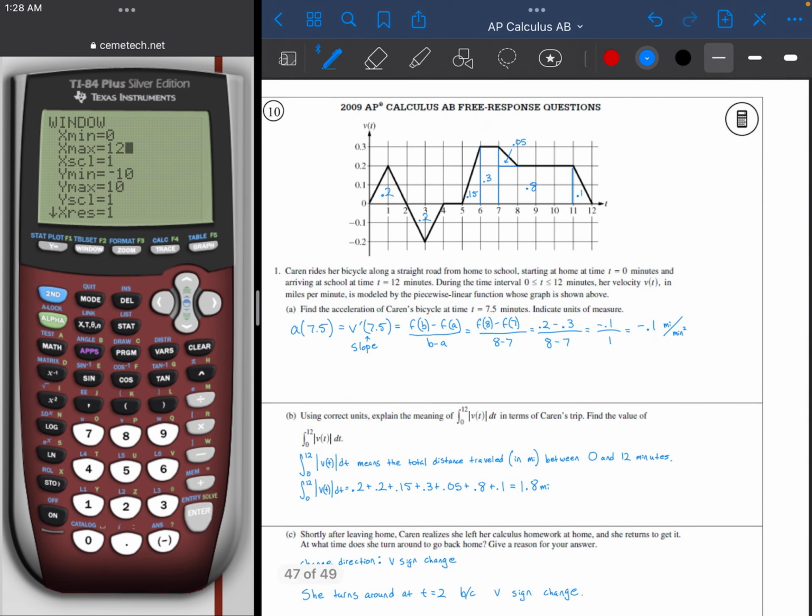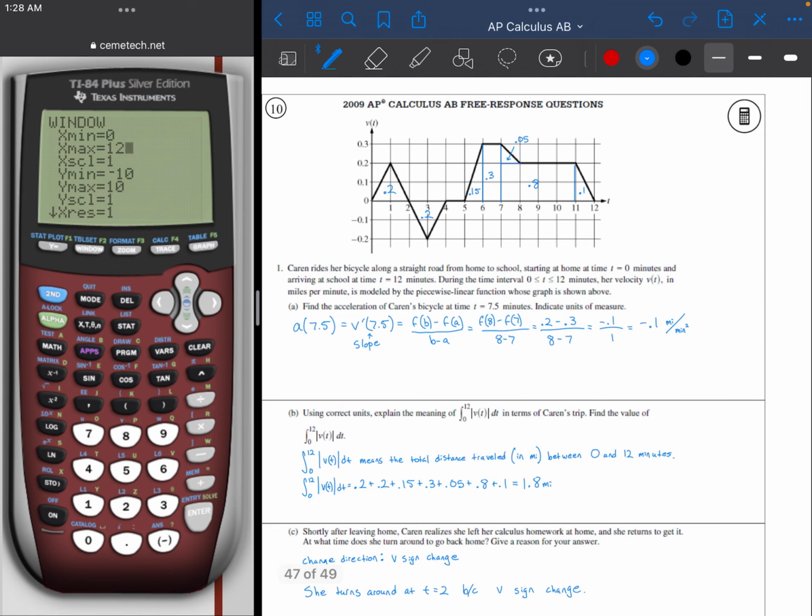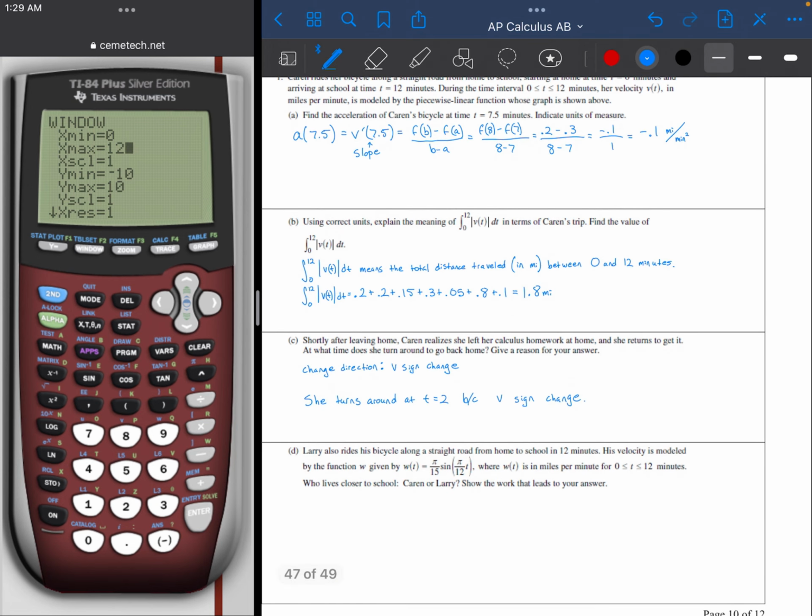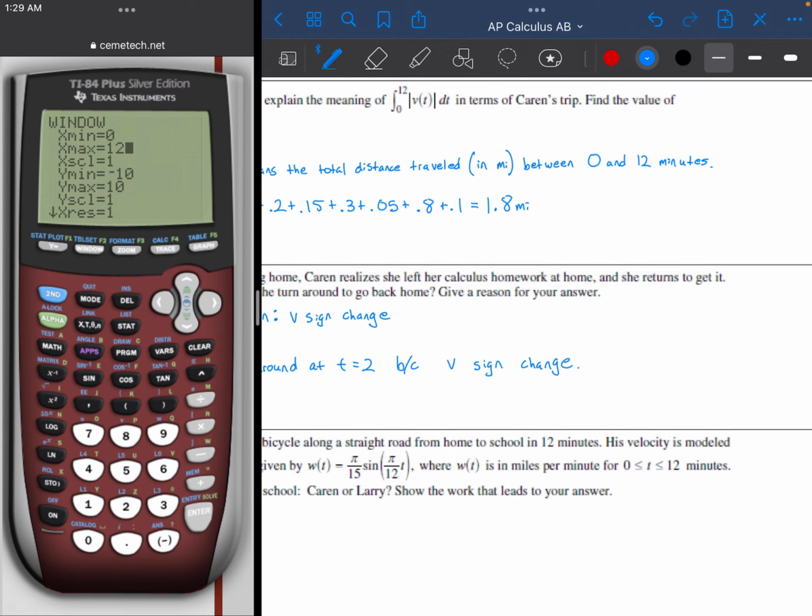Or even better yet, here's another way to think about it. Go ahead and make this a negative 0.2 and then re-add those all together, and you'll see, oh yeah, you do need to subtract 0.4 for some reason. Anyway, she lives 1.4 miles away from home.